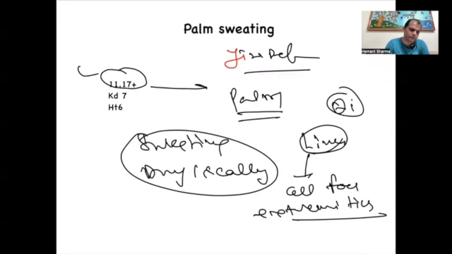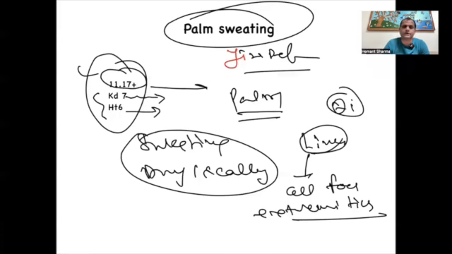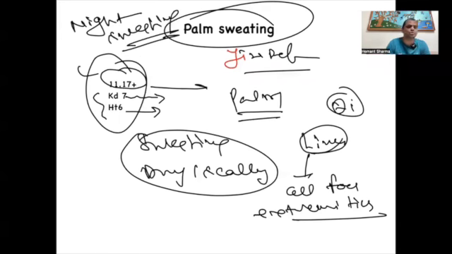We can add two more points as per the TCM concept, kidney 7 and heart 6. Kidney 7 is the controller of water metabolism, and heart 6 is also a very good point for yin. So with the help of these 3 points, we can work very nicely if the person is having palm sweating and even night sweating. With the same points, we can work for night sweating, right? 11.17.